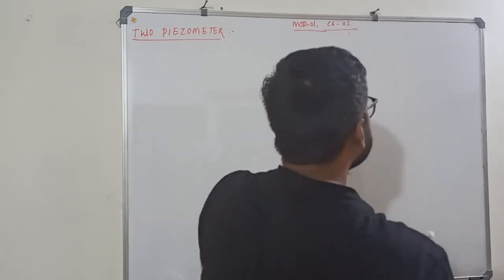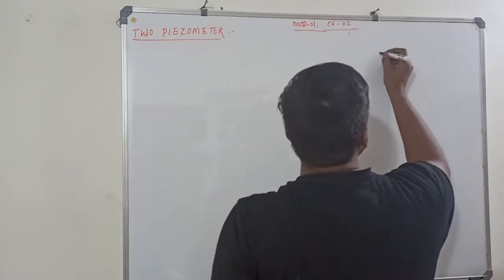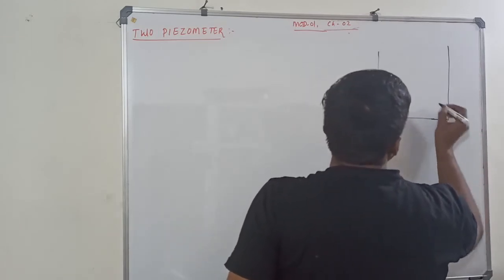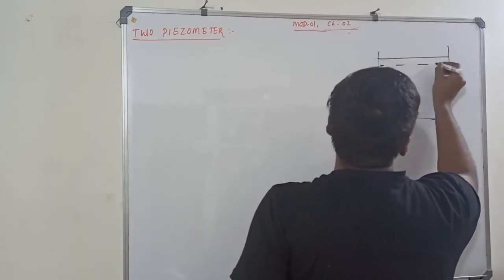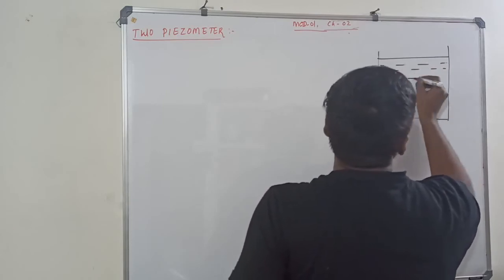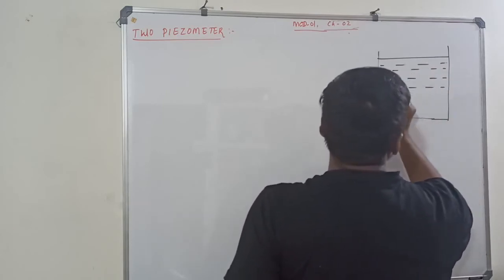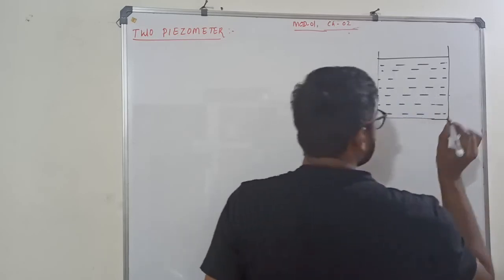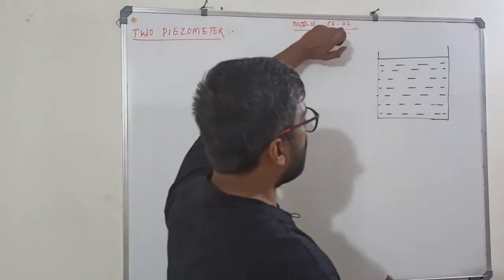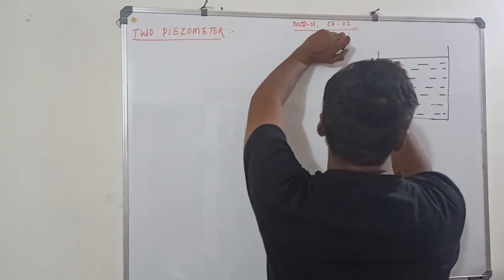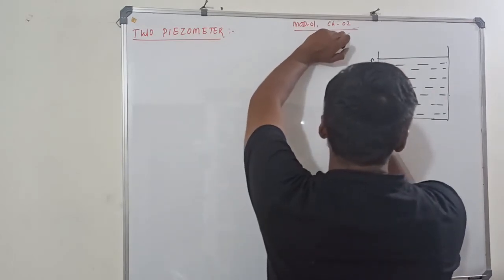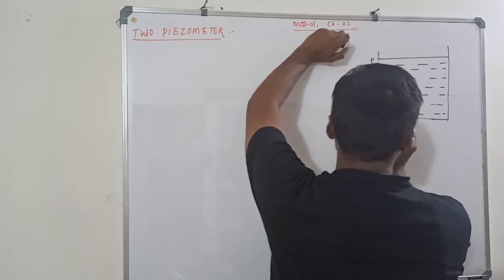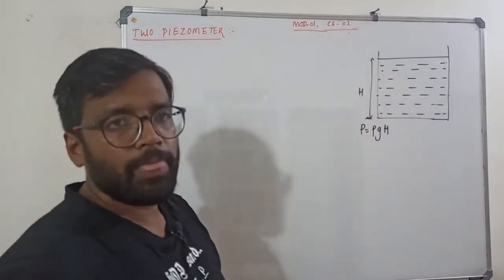See, how the piezometer was working is, you take a container. This container has some liquid, any liquid, water or oil, not air. This has a height h. So what will be the pressure at the bottom? Sir, pressure at the bottom is rho g h. Pressure at the bottom will be rho g h.